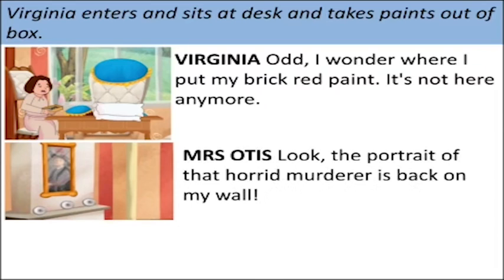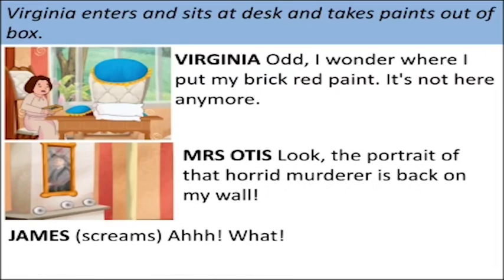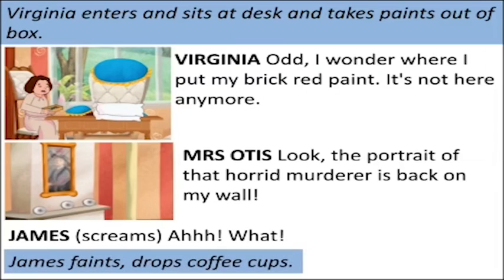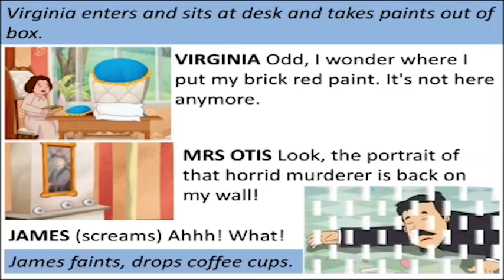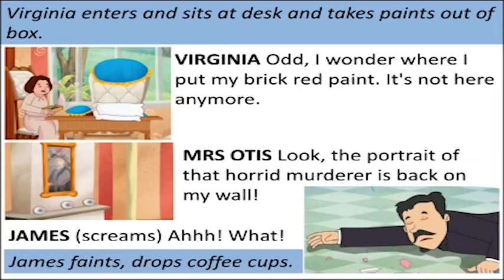Mrs. Otis says, "Look, the portrait of that horrid murderer is back on my wall." James screams, "Ah, what?" James faints, drops coffee cups. So again the same condition here. James again got unconscious when he saw that the portrait of Sir Simon was back on the wall. So he was unconscious there and he falls on the floor. He also drops the coffee cups.